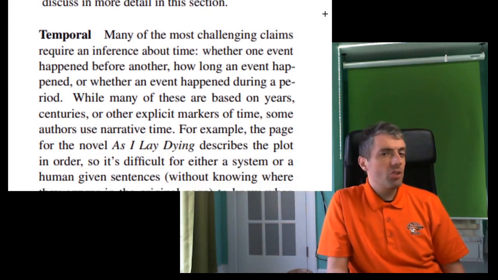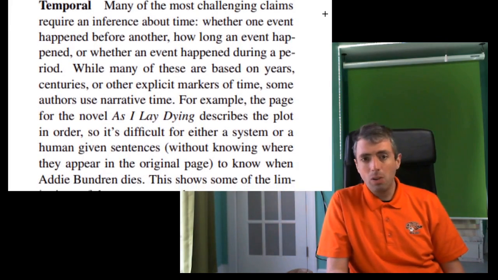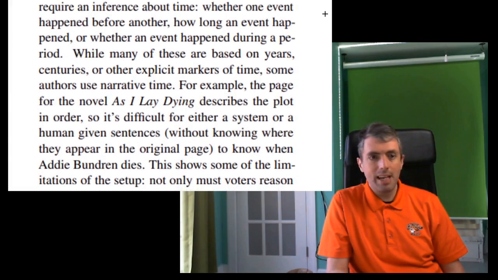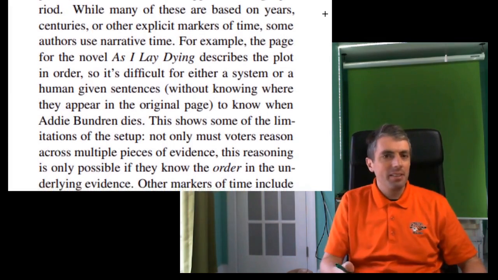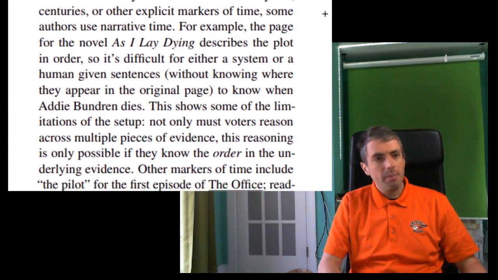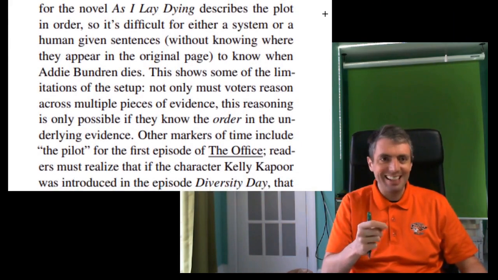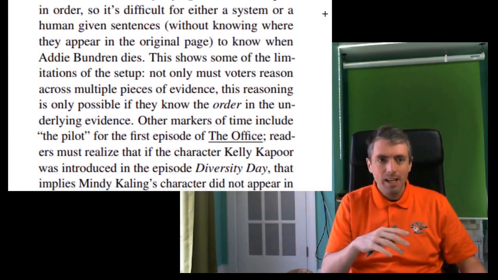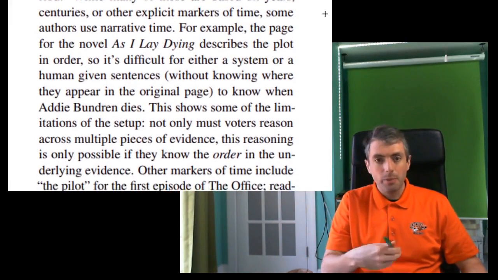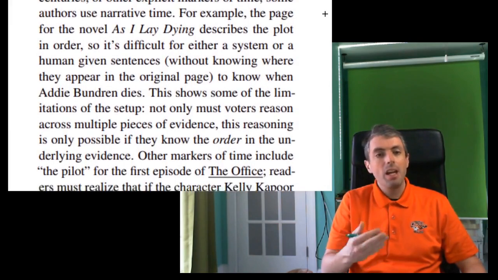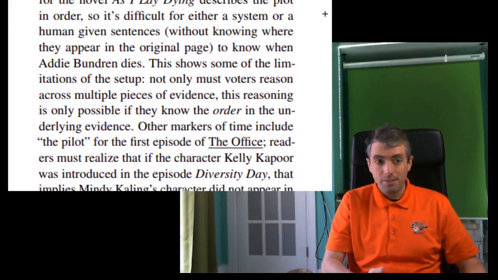Temporal. Many of the most challenging claims require an inference about time, whether one event happened before another, how long an event happened, or whether an event happened during a period. While many of these are based on years, centuries, or other explicit markers of time, some authors use narrative time. For example, the page for the novel As I Lay Dying describes the plot in order. So it's difficult for either a system or a human, given sentences, without knowing where they appear in the original page, to know when Addie Bundren dies. This shows some of the limitations of our setup.